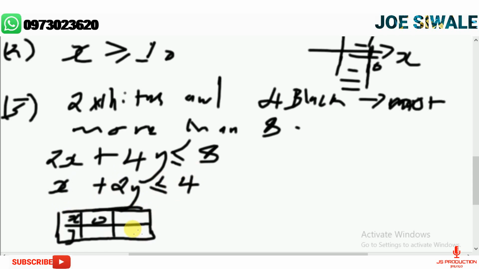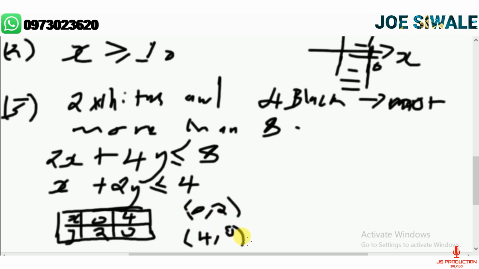So I have my x, I have my y. If x here is 0, that means I'll remain with 2y. So I'll divide by 2, then my y will be equal to 2. Then if my y is 0, 2 multiplied by 0 is going to be 0, and my x is going to be equal to 4. So this means that I have 0, 2. I also have 4, 0.